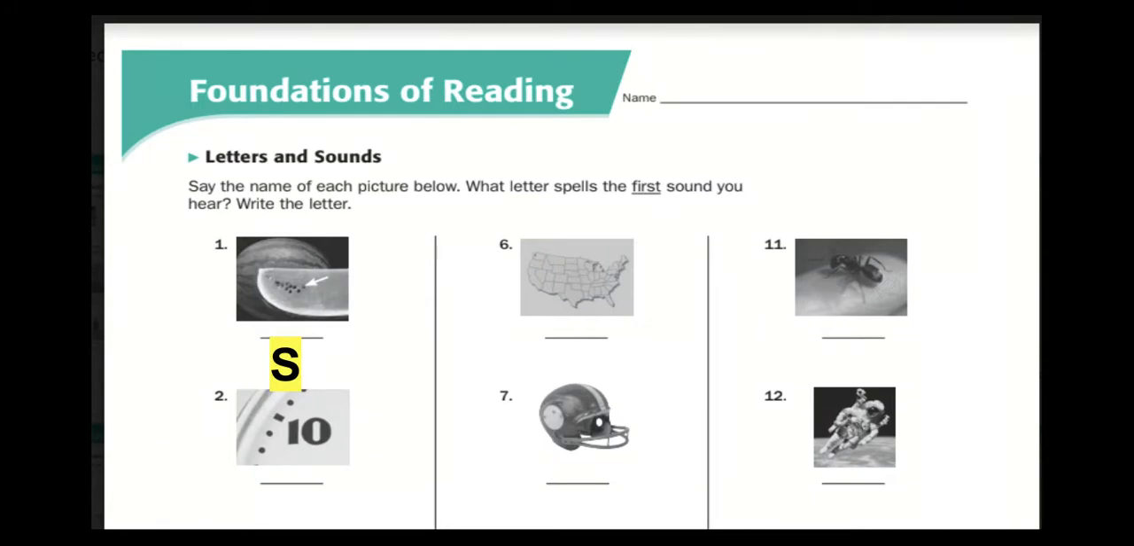Okay, next one over, map. Map. What's the first letter? M. Next one in the row. What is that picture? Ant. And what letter spells the first sound you hear? A. T for ten. And the next one, we have helmet. Helmet. And that is the letter H. And finally, we have astronaut. Astronaut. And that's another A.